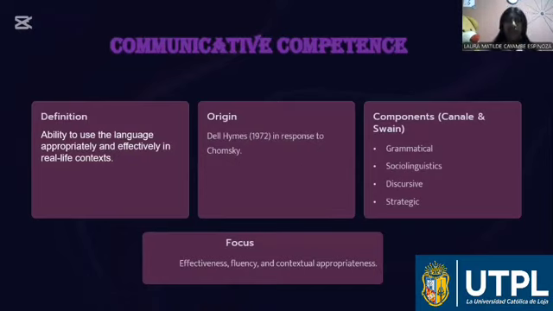A linguist and anthropologist, Hymes studied language from a socio-cultural perspective, focusing on how we use language to communicate in society. Communicative competence encompasses the functional and social use of language. It includes not only grammatical knowledge, but also knowing how to use language appropriately according to the context, culture, and relationship between people.